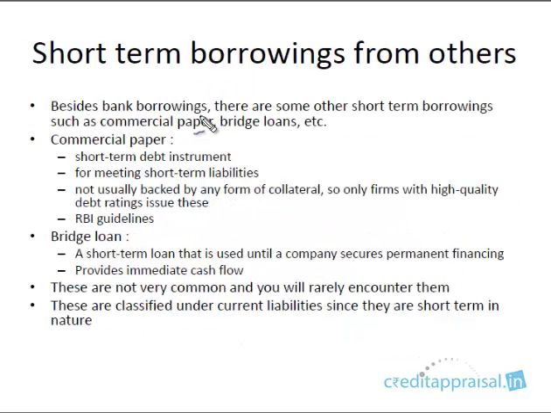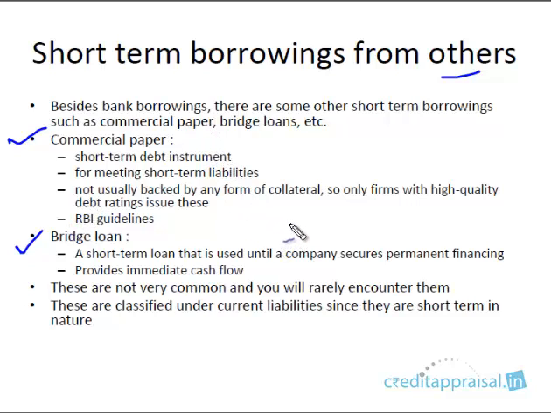Then there are some other items called short-term borrowings from others. These are not banks. Banks have facilities such as CC, OD and other facilities. These are short-term borrowings from parties other than banks. So what are these facilities? Commercial paper, bridge loan, right? So what is commercial paper?